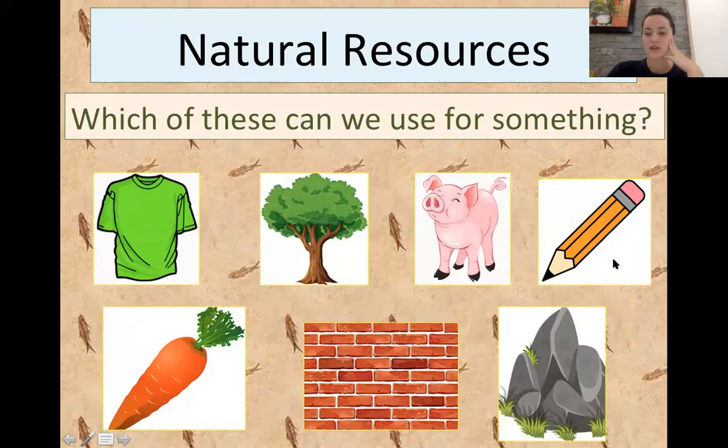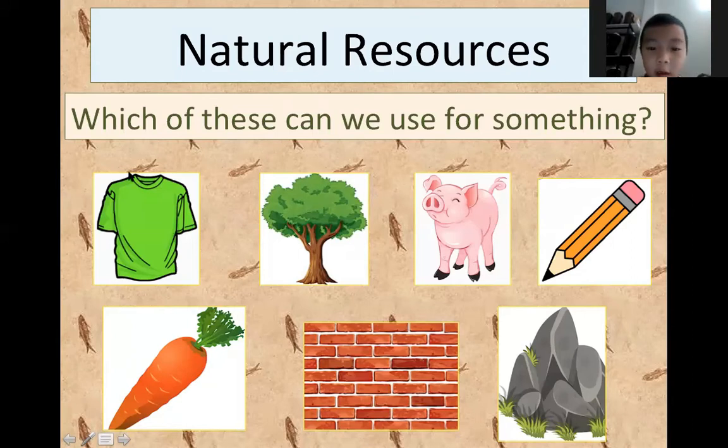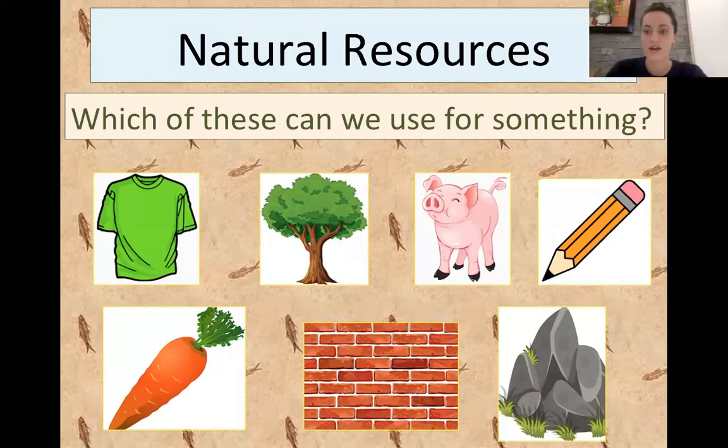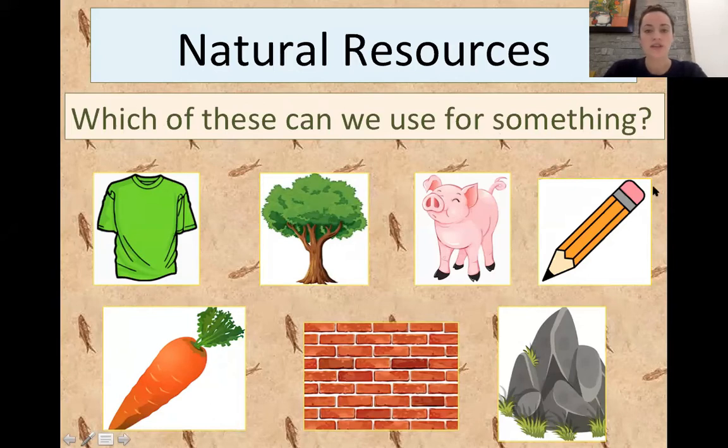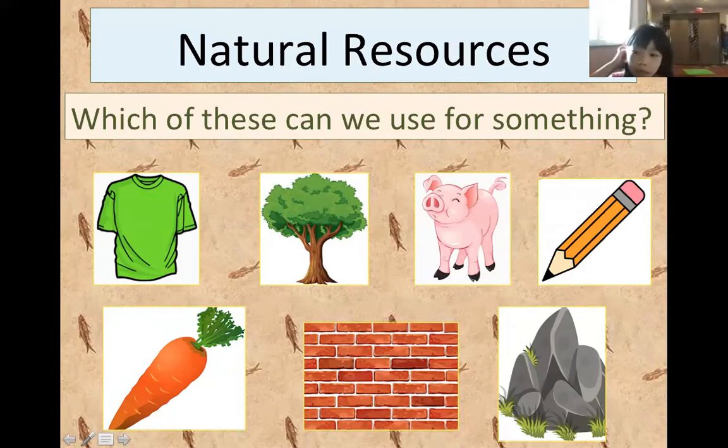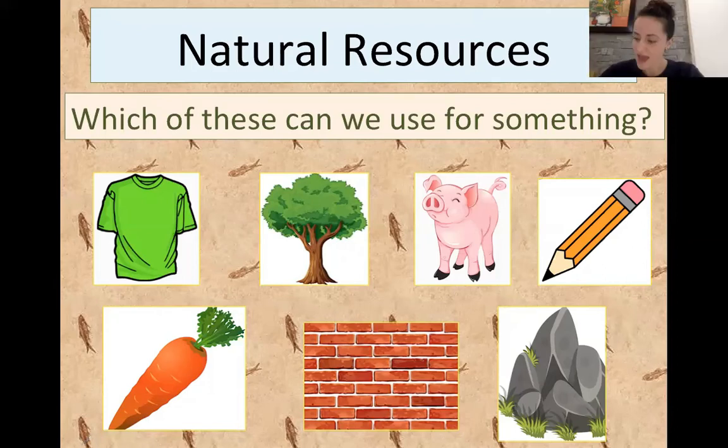Dragon, could you read this question for me? Which of these we use for something. Very good. For something, can you say something? Very nice, Dragon, thank you. So which of these can we use for something? Cherry: the teacher, the bread, the pencil, and the pig. Yeah, so we can use, she said, the tree, the pencil, the pig. Very good. What else can we use for something?